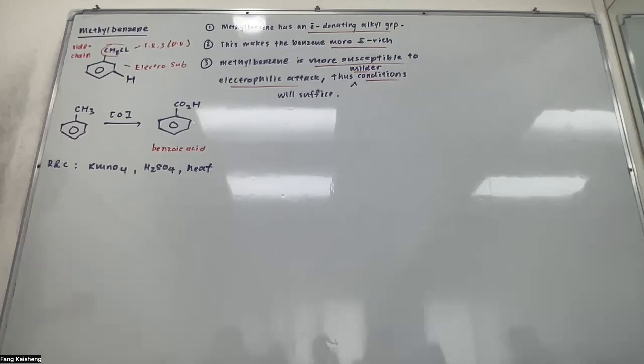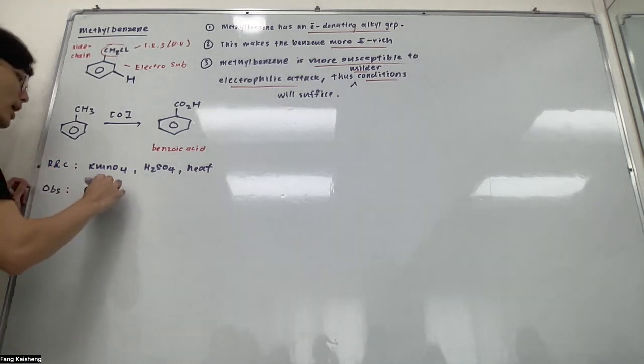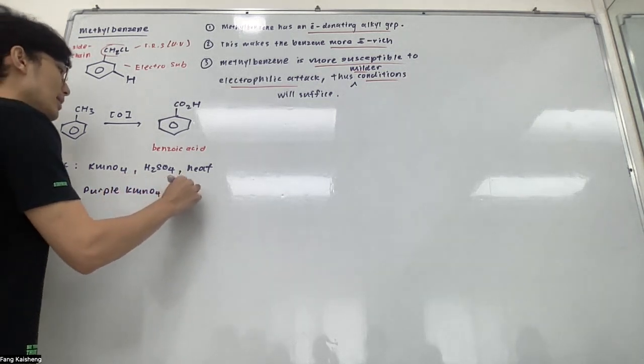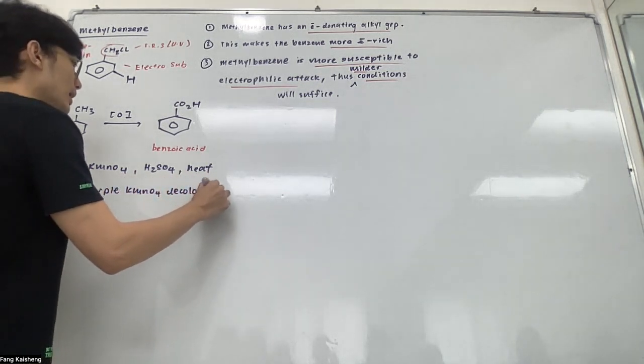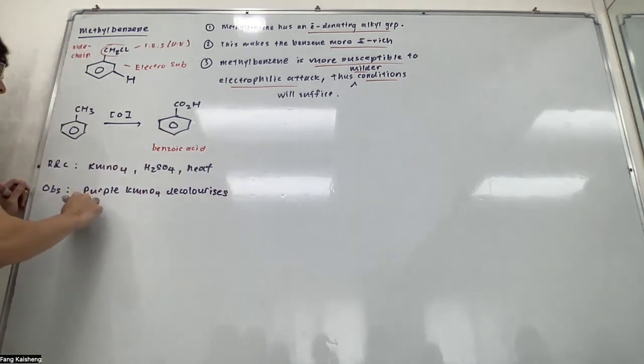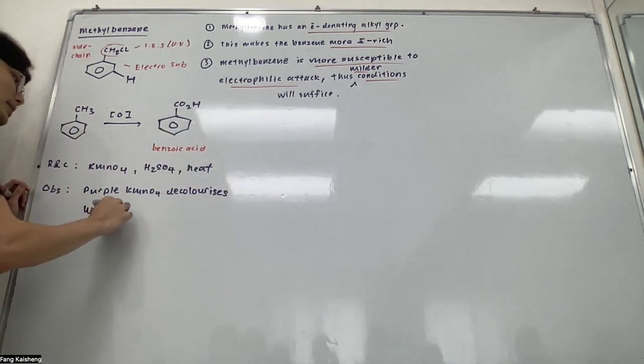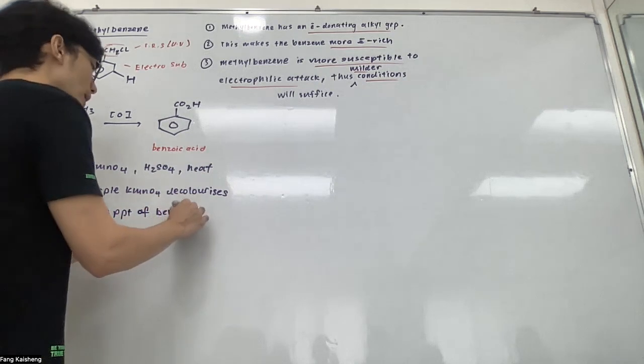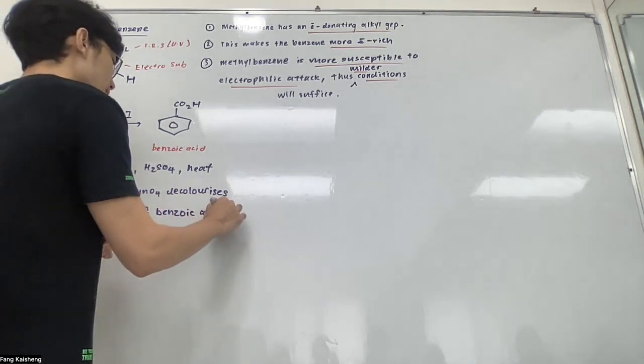Now, next, observations. The observations here are a little bit more than what is expected. Guys, what will happen to KMnO4 if the oxidation is successful? Good. So number one, purple KMnO4 will decolorize. But at the same time, guys, I want you to add this in. Your benzoic acid is actually a white precipitate. This is something that a lot of people tend to forget. So a white precipitate of benzoic acid is formed.